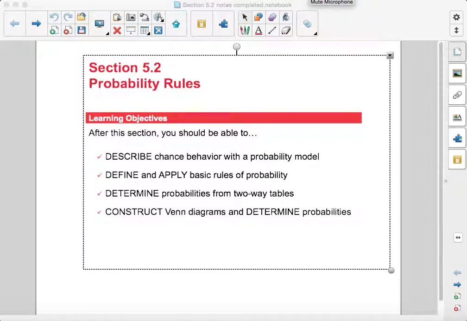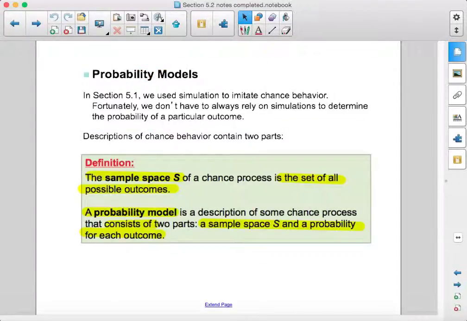So today we're going to cover section 5.2, which you can see deals with probability rules. So first, just some important vocabulary in regards to probability.